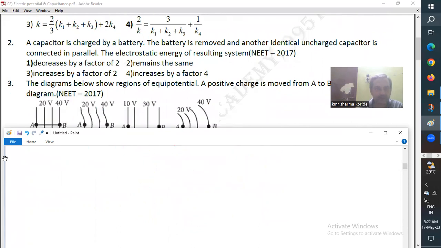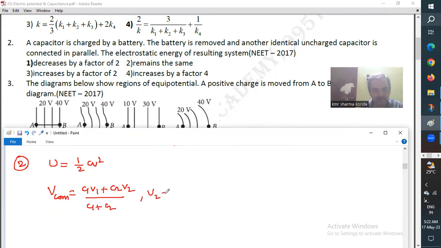Now moving to the solution of question number 2. A capacitor is charged by a battery. The battery is removed. So when it is charged, there is energy stored. It is half CV square. Battery is removed and another identical uncharged capacitor is connected in parallel. So therefore, when uncharged capacitor is connected in parallel, so there will be common potential. So get back formula for common potential when capacitors are rearranged in parallel. C1V1 plus C2V2 by C1 plus C2. But uncharged means V2 is 0.